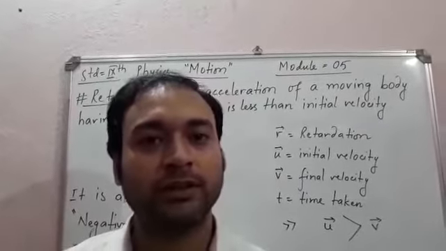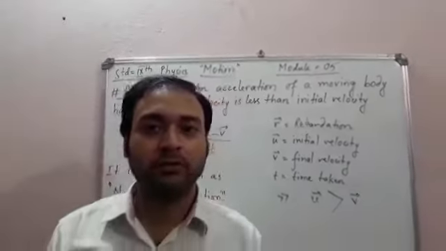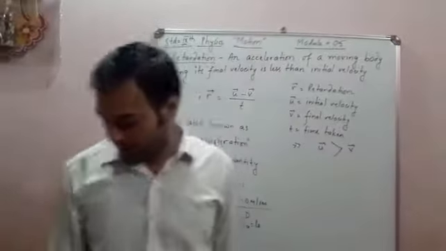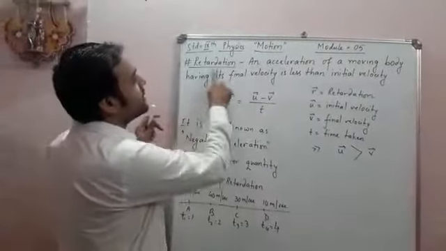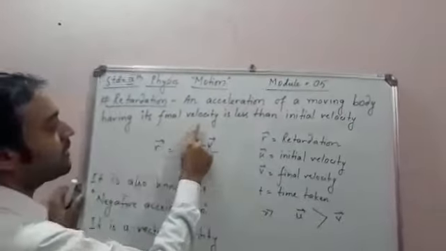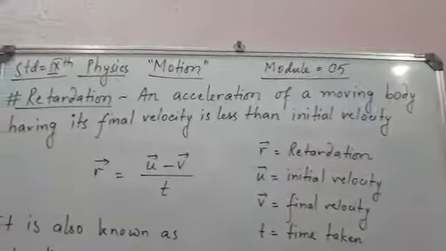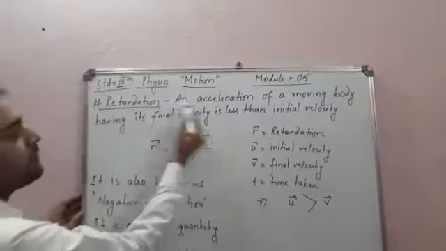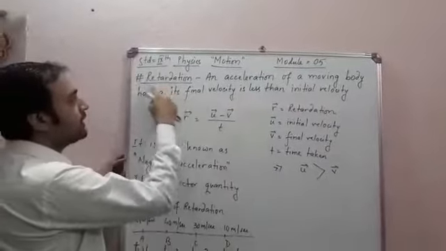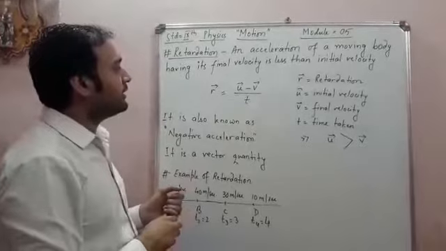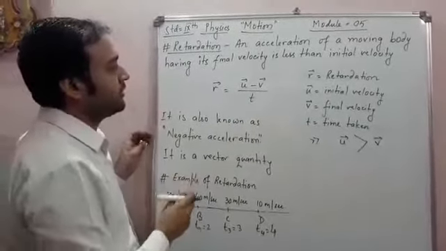Now we study today's next module, that is the fifth module, and the first topic is retardation. Here, retardation is an acceleration of a moving body whose final velocity is less than its initial velocity. Retardation is a type of acceleration in which the final velocity is less than the initial velocity.